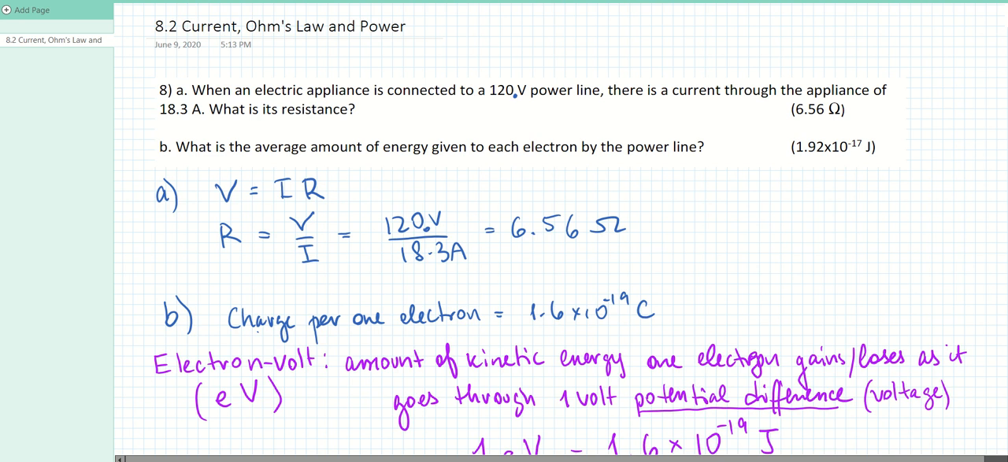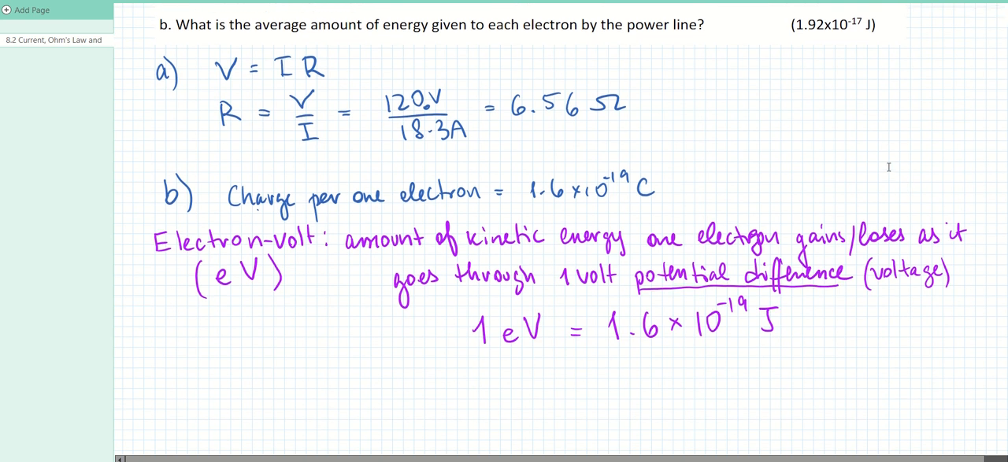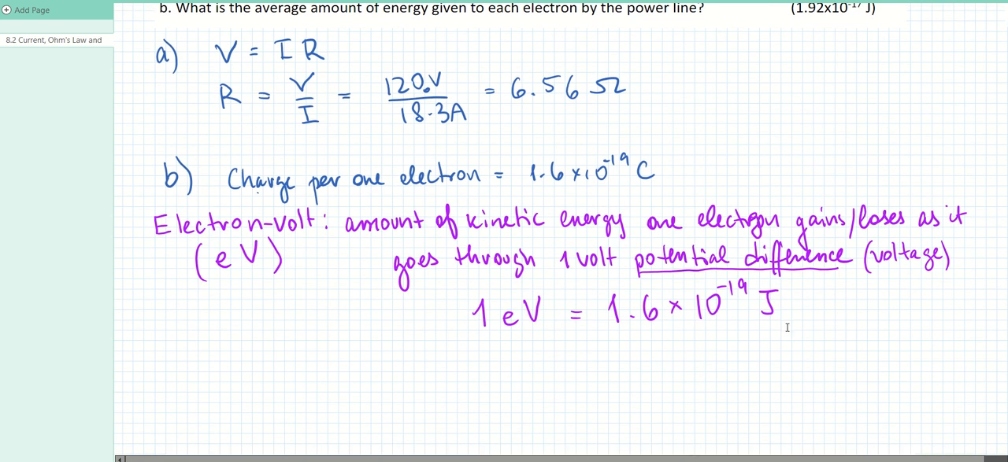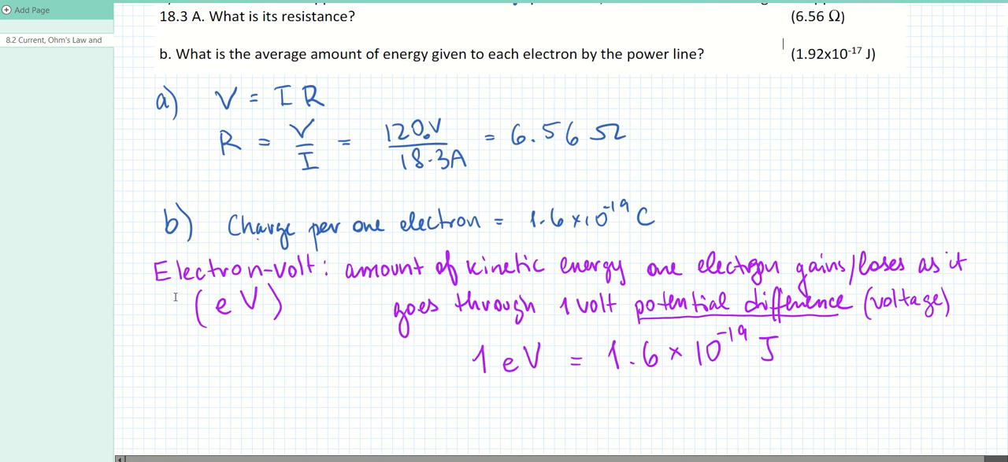Now part B says what is the average amount of energy given to each electron by the power line. This is something I haven't talked about yet, and it's probably a good place to talk about it now. There's one definition we haven't mentioned. It's called the electron volt, which is a measure of energy on the quantum level, basically the particle physics level. Whenever you deal with tiny particles, you don't really use joules, you use electron volts. So what does electron volt mean? Well, this is the amount of kinetic energy that one electron gains or loses as it goes through 1 volt of potential difference. Potential difference is the voltage.